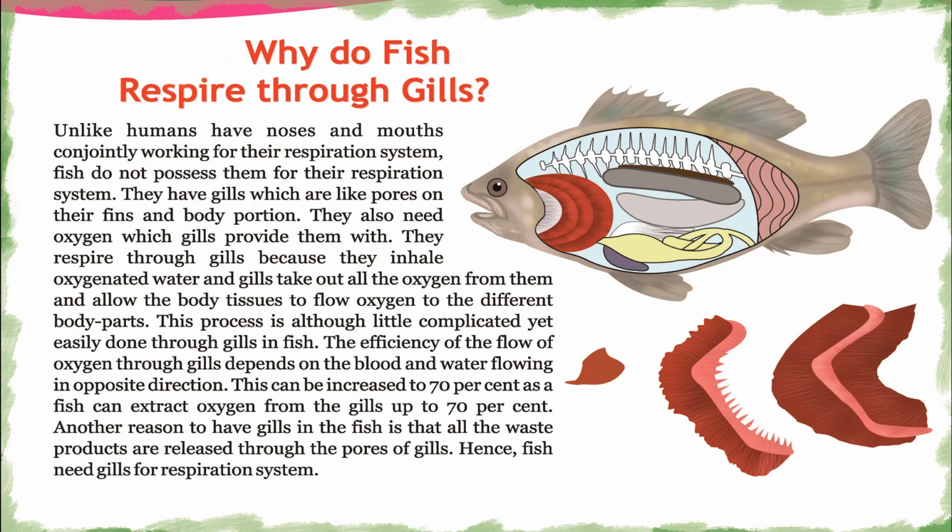They respire through gills because they inhale oxygenated water, and gills take out all the oxygen from it and allow the body tissues to flow oxygen to the different body parts. This process is although a little complicated, yet easily done through gills in fish. The efficiency of the flow of oxygen through gills depends on the blood and water flowing in opposite directions. This can be increased to 70% as a fish can extract oxygen from the gills up to 70%.